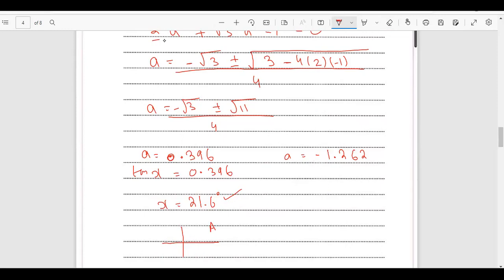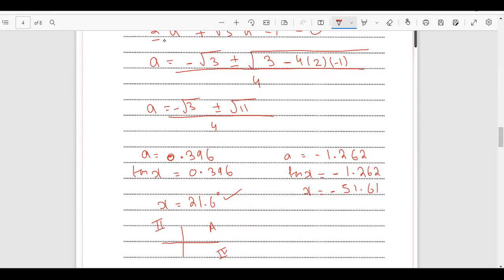Now it is negative. So again, tan of x equals minus 1.262 and the value of x is a negative answer, minus 51.60. Very good. So you have to do 180 plus of that. Yes, but you know that it is negative because tan is negative in which quadrant? It is negative in the second one and it is negative in the fourth one.